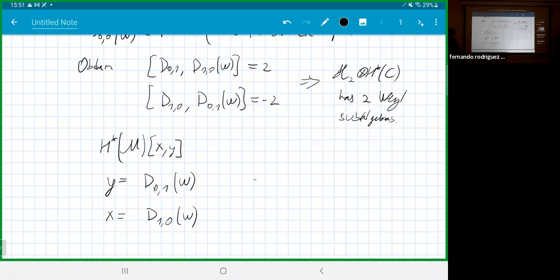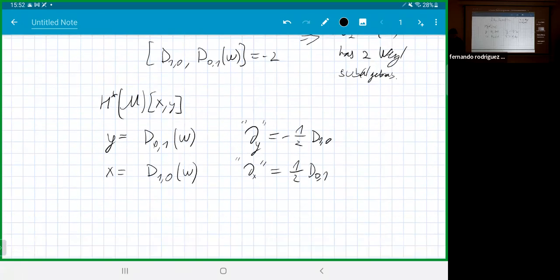So you can think that differentiation with respect to y is, you can define it like -1, 1, D1, 0, differentiation with respect to x. So now suppose you have this, right, and all of this acts on this stuff.